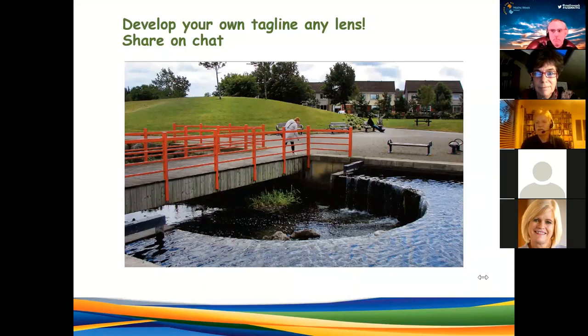What curved lines, what straight lines do you see? How many right angles can you see? Yeah, there's a bit of work to do there. Is the water at a higher level than at the bottom of the bridge? Really interesting in terms of depth into the photo. How many right angles can you see? Anybody else got a tagline they'd like to share on that one?